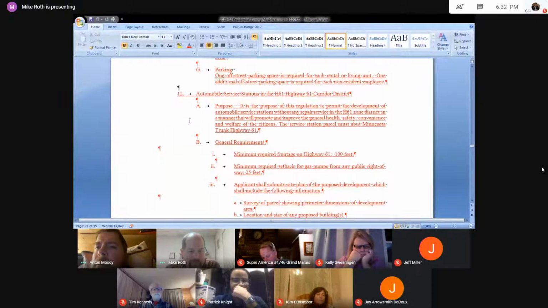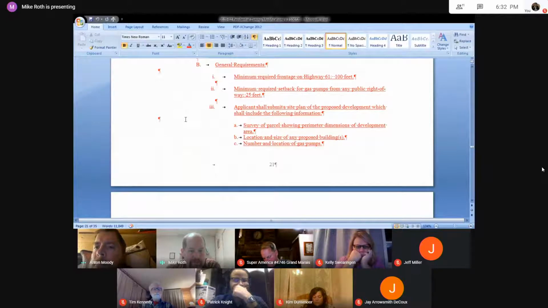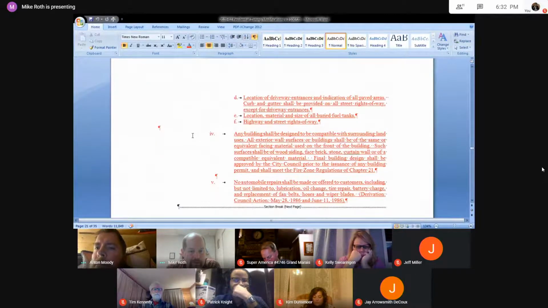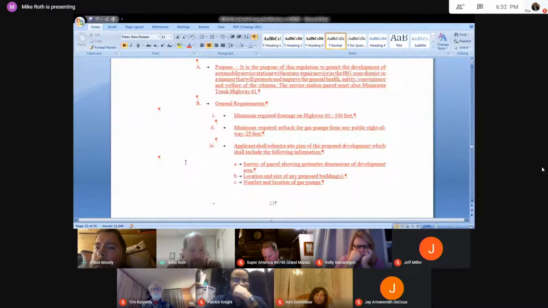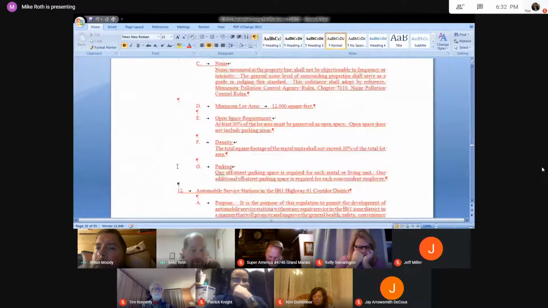Okay, go ahead. So the general requirement is the lot has to be 100 feet wide. Gas pumps have to be at least 25 feet away. There has to be a site plan that talks about where all this stuff's going to be. No repairs shall be offered to customers for all that stuff. This is existing language. Automobile service stations means gas stations basically here.